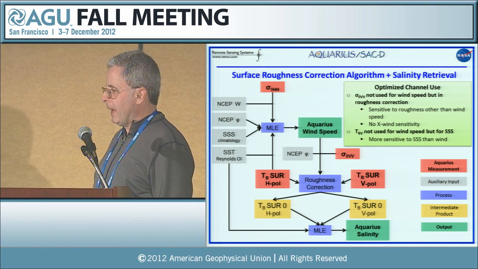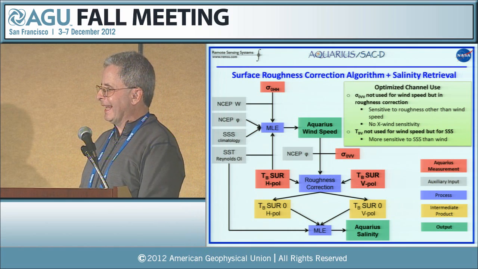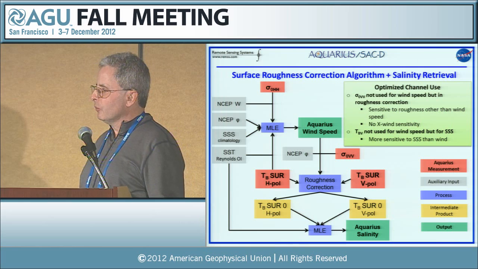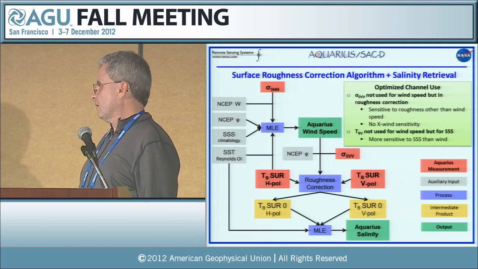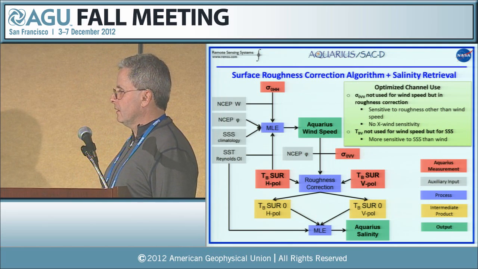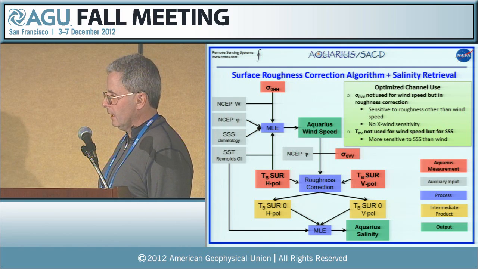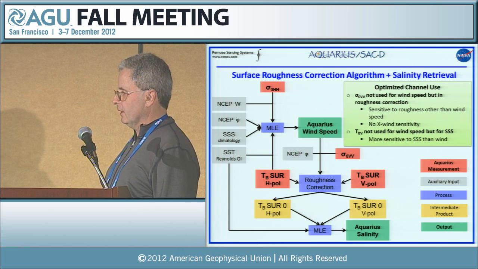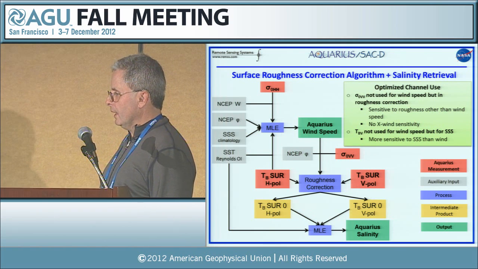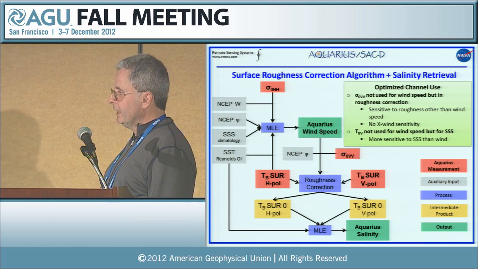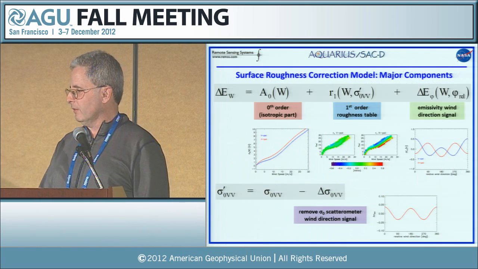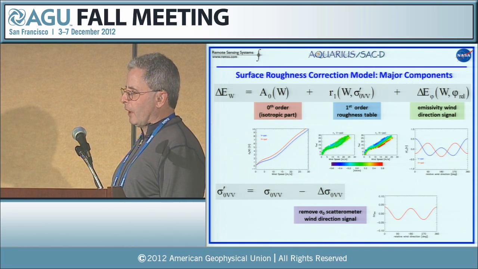It all makes sense if you look at why we use the channels in that way. It's kind of important to point out. The VV pole is not used in the wind speed because it's largely sensitive to things beyond wind speed, and it also has no crosswind sensitivity. If the look is crosswind, it loses sensitivity. Likewise, the V pole is also not used in the wind speed because it's more sensitive to salinity, but it's then used in the salinity retrieval itself rather than in the wind speed retrieval.